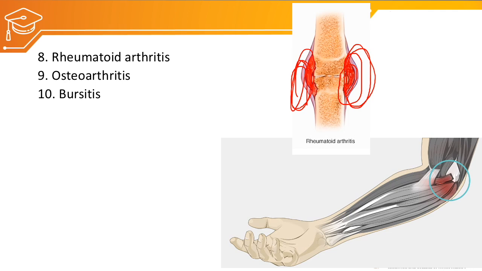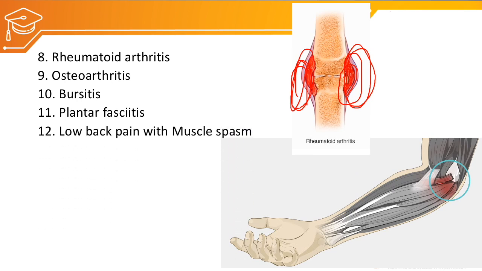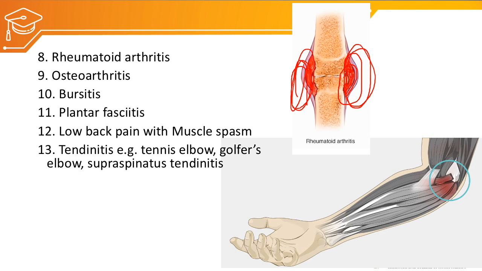It can be used for bursitis, that is inflammation of bursa, plantar fasciitis, low back pain with muscle spasm, tendinitis, that is inflammation of tendons such as tennis elbow, golfer's elbow, or supraspinatus tendinitis. It also can be used for myofascial trigger points, that is the nodule formations in the muscles because of overuse of the muscles or lack of use of the muscles.